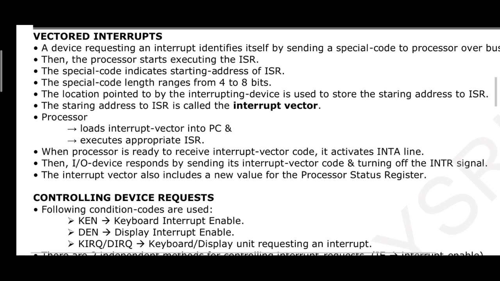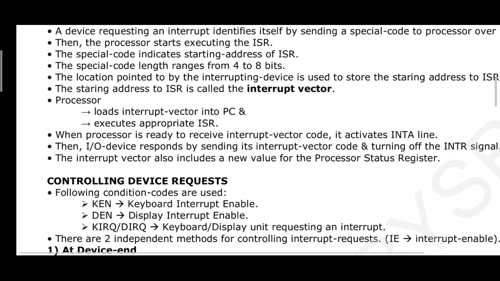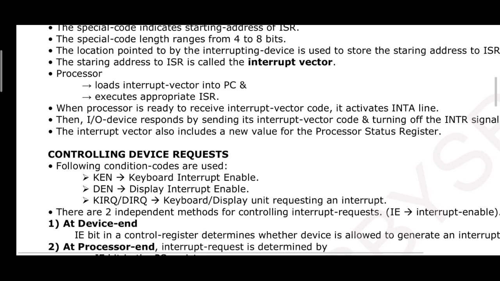This special code itself contains the starting address of the interrupt service routine. Since there are various interrupt service routines available, the processor needs to identify which routine, like a subroutine, is to be executed. This ISR is different for different devices, so the special code containing the starting address tells the processor which routine to execute. Normally the special code sent by the device is 4 to 8 bits long.